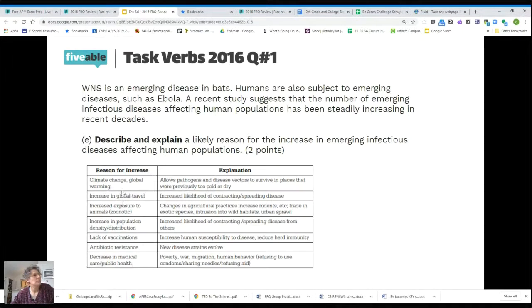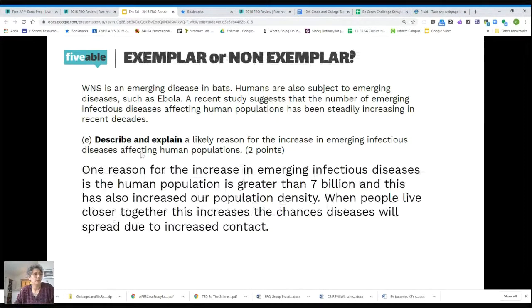Okay. So here, increase in population density or distribution. That's all you have to say. Increase likelihood of contacting spreading disease from others. So while we're always pushing details, you don't need a lot of details, you need the right details. And so if we go back to this exemplar, now what do you think?